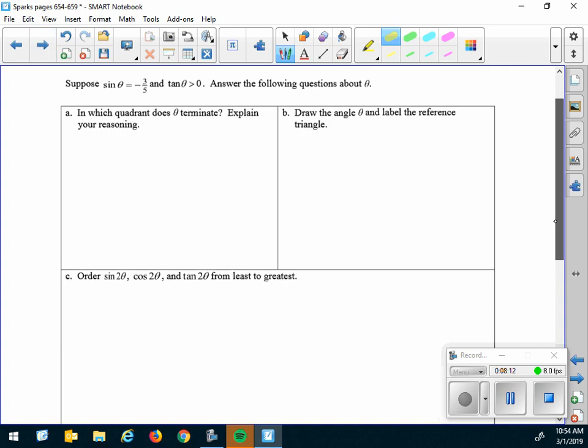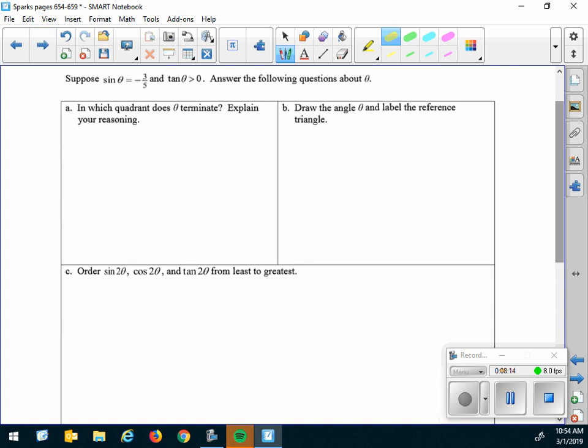Here we go. Suppose the sine of theta is -3/5 and the tangent of theta is positive. Answer the following questions about theta. A. You good? Go ahead. In what quadrant does theta terminate?